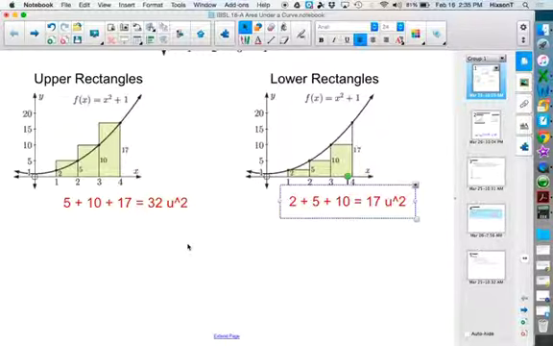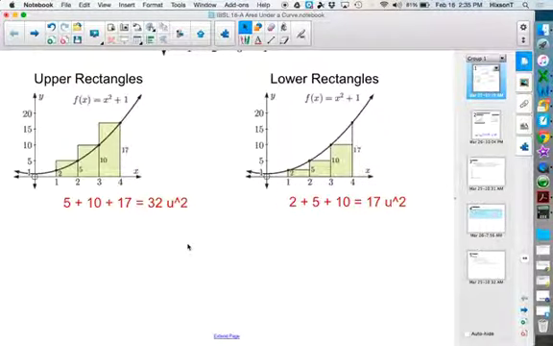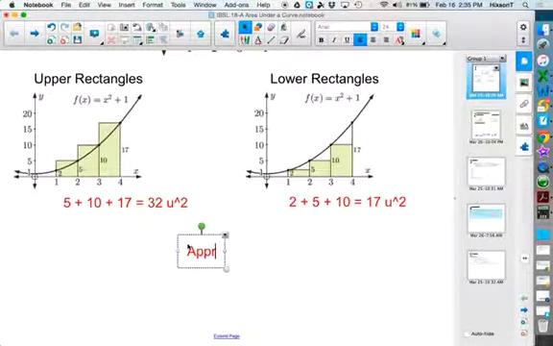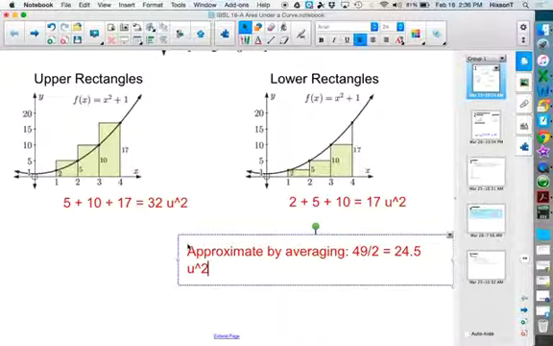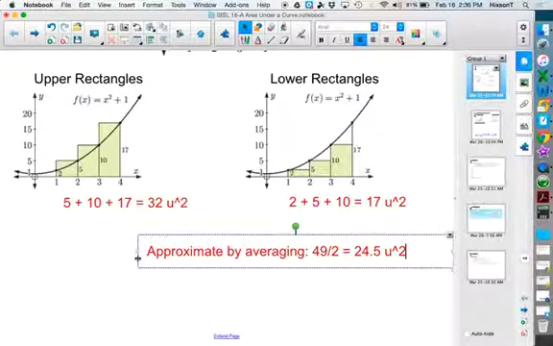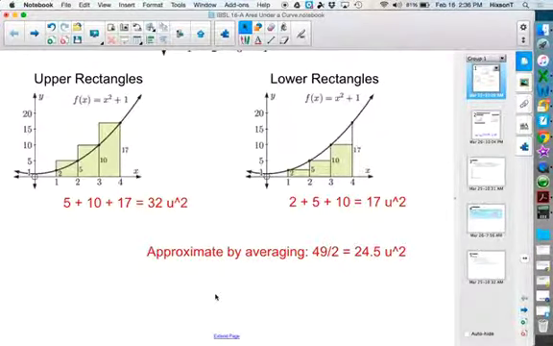Now, we could approximate by averaging. We could average these two together. And that would give us 32 plus 17. So that's 49 divided by 2. So it would be 24.5 square units. But again, that's only an approximation. It's not an exact.